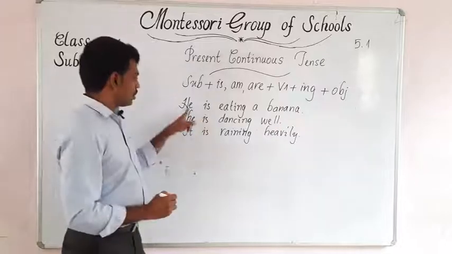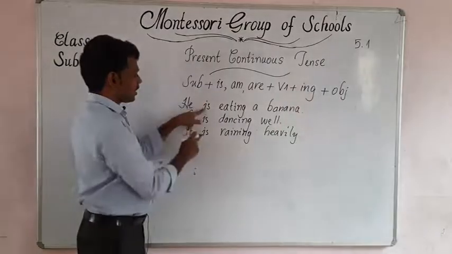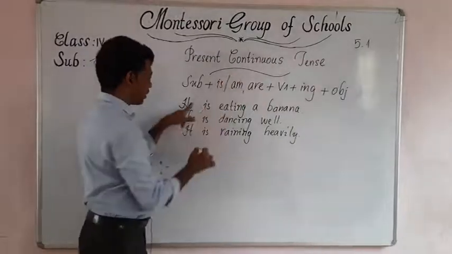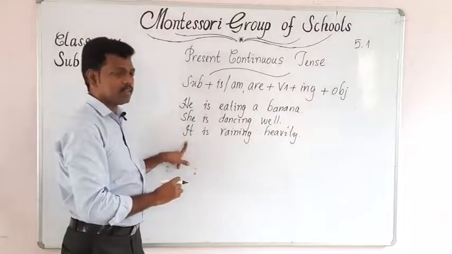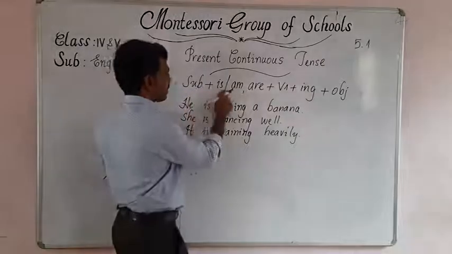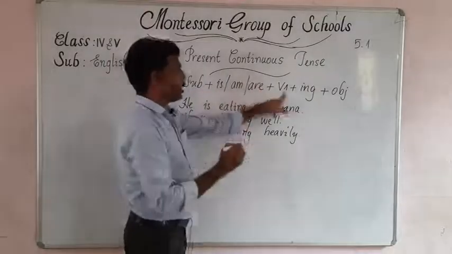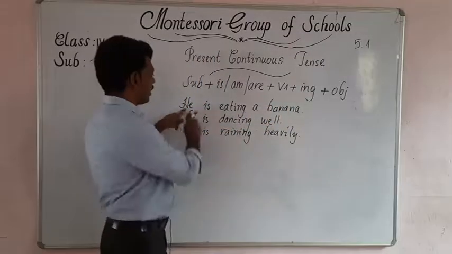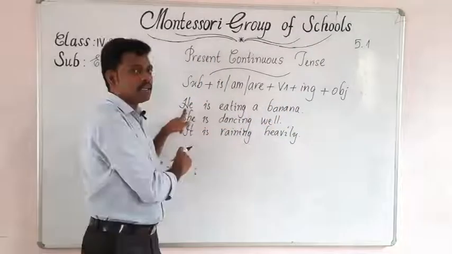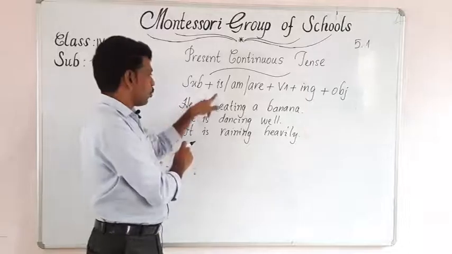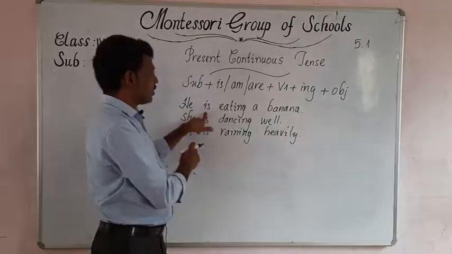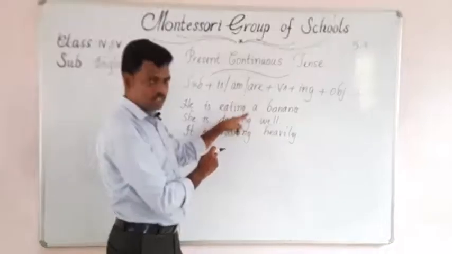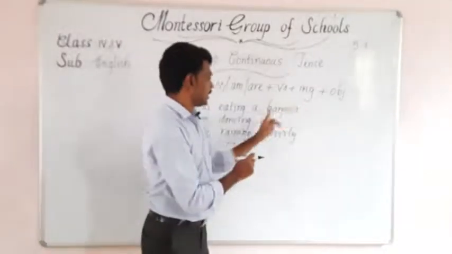So we use is with the third person singular. Subject plus is plus V1 plus ing plus object. Subject he. Since he comes under third person singular, we take the verb is, and V1 is eat. With eat we add ing, eating. Object is a banana.